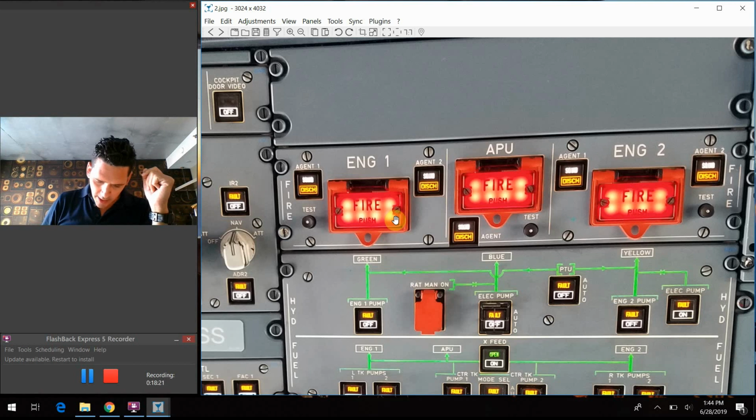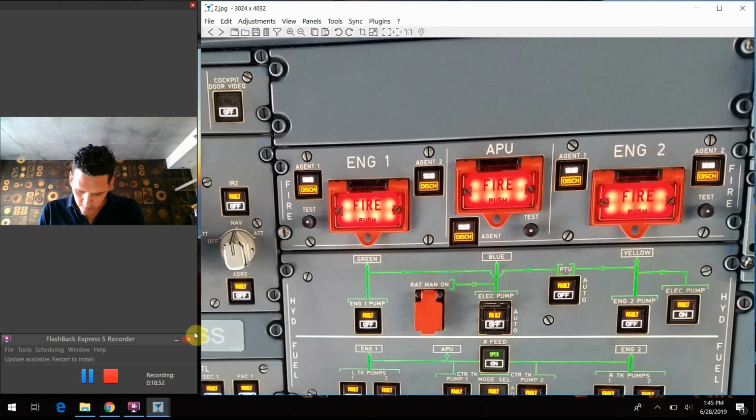So just a little add-on about that. Those were all the actions that occurred when you hit the test button. And I wanted to talk about what actually happens when we hit the fire push button itself.